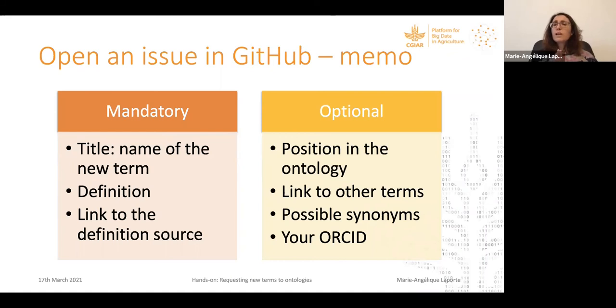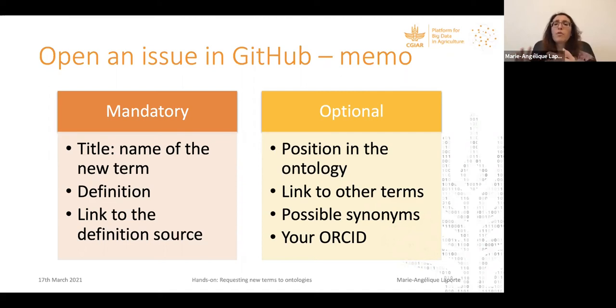So just to sum up quickly, the information that is mandatory when you create a GitHub request is of course the title with the name of the term that you want to add. We would like also to get a definition and the link to a definition source that we can add when we add the term in the ontology. And as optional information, that's nice if you are familiar with the ontology, but it's okay if you are not. We can find that ourselves.